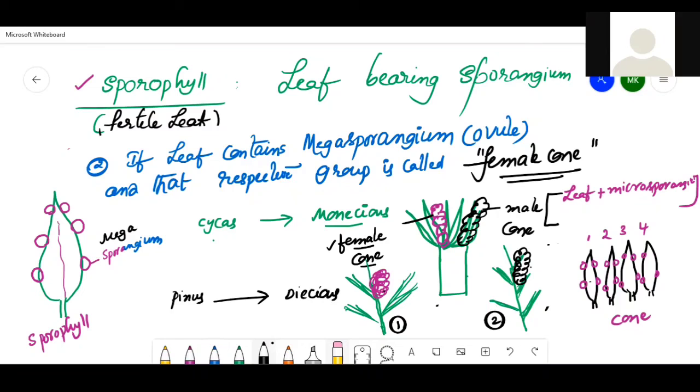Yes, sir. Neha, is it clear? We were discussing sporophyll and types of cones and sporangium. Yes, sir. Yeah, we have discussed. So now shall I erase it? Yes, sir.